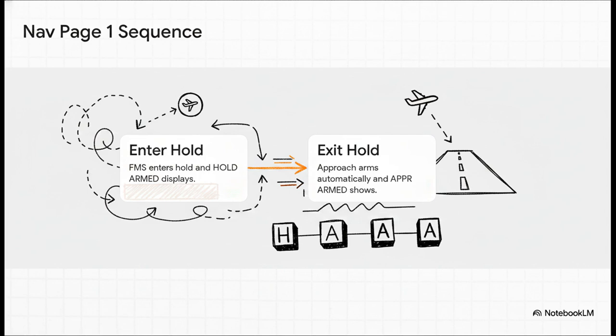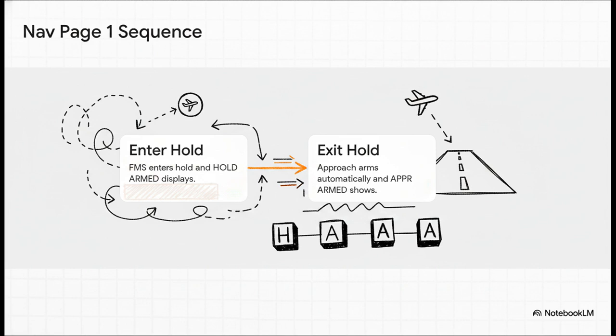When you've got both the holding pattern and an approach armed, you're going to see either the hold armed or the APPR armed banner pop up on Nav Page 1. And here is exactly how that sequence plays out in the real world. First, when a holding pattern is programmed at a waypoint in the approach transition, the FMS enters the hold and boom, hold armed displays. Then, the moment that holding pattern is exited, the approach mode arms automatically and APPR armed will annunciate.